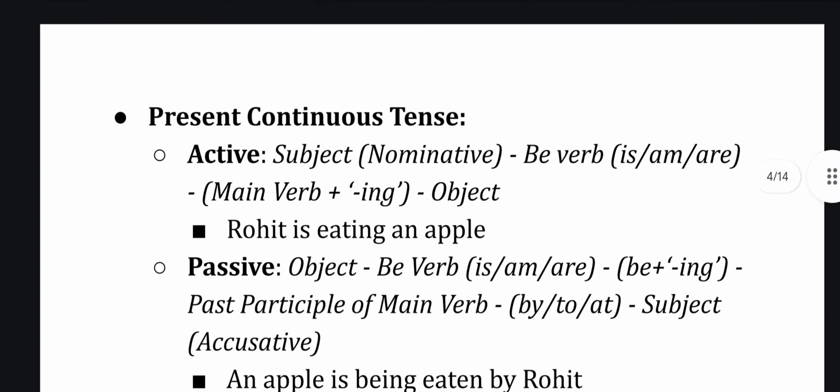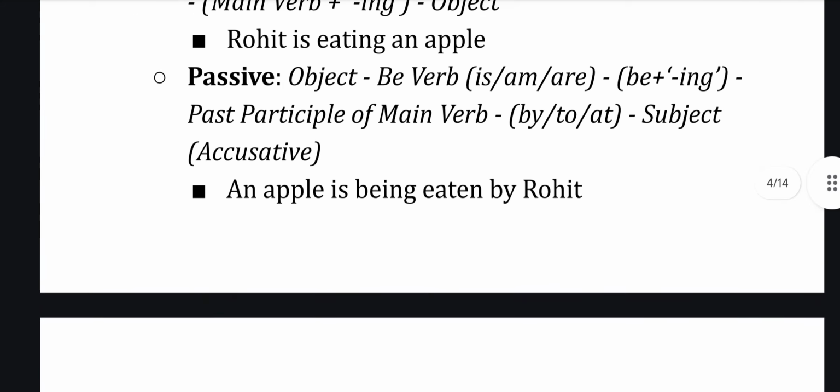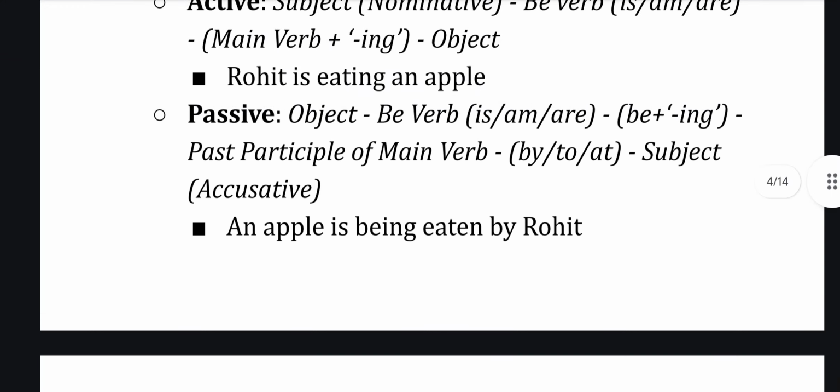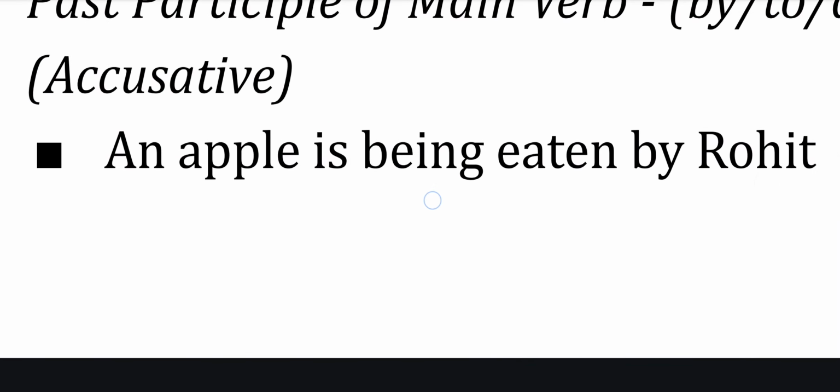Now you can judge the sentence by looking at the syntax. First comes the subject in nominative case, then the be verb, then the main verb plus ing, then the object. Now, if the same thing is written in passive, then it would be like the following: an apple is being eaten by Rohit. So the object becomes the subject, and it is followed by a be verb based on that object. And I need to write be verb plus ing, which is being, right here.